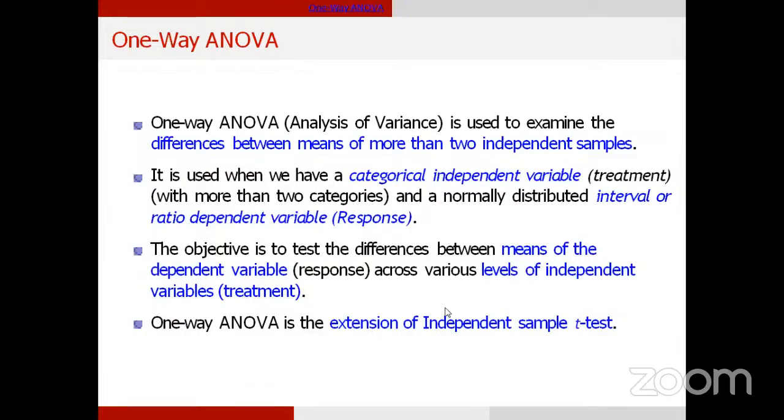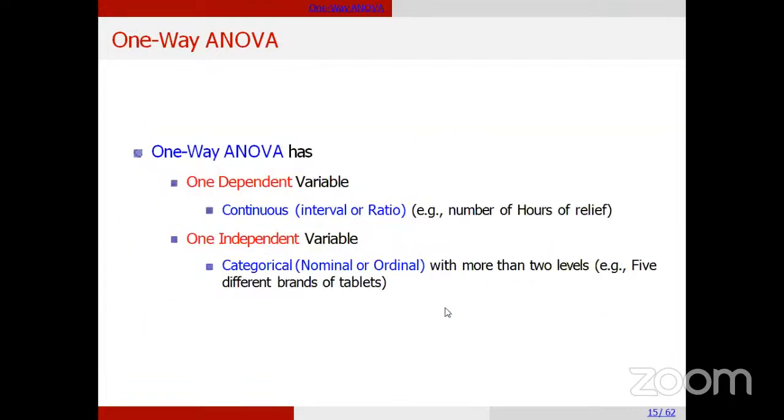It is used when we have a categorical independent variable. Yes, we have a categorical independent variable in this example. Batch is a categorical independent variable. We also need a normally distributed interval dependent variable; we have to check whether it is normally distributed or not. The objective is to test the difference between means of the dependent variable across various levels of the independent variable. So one-way ANOVA is the extension of the independent sample t-test.